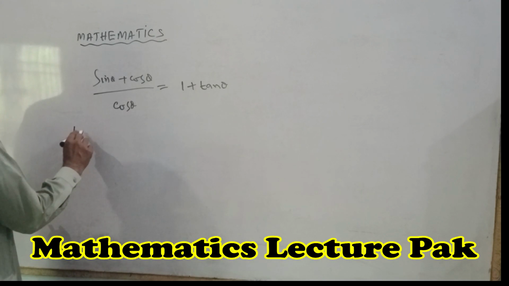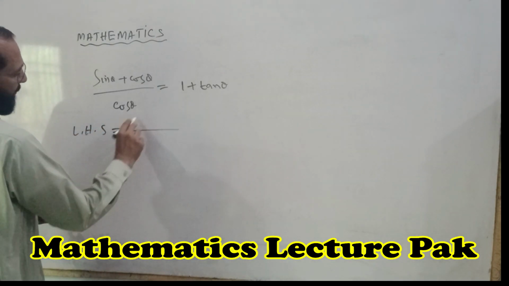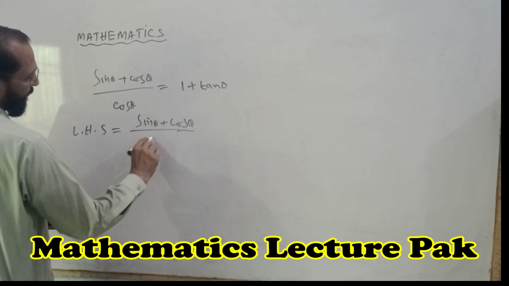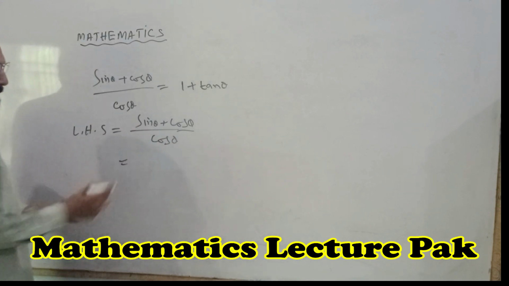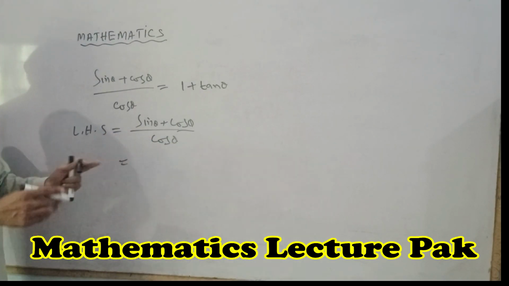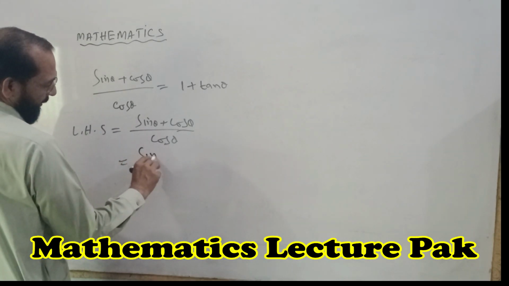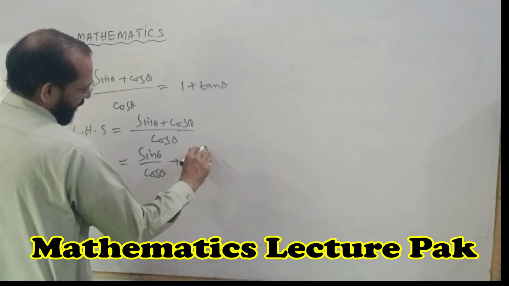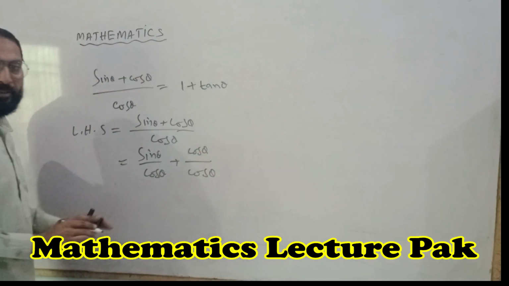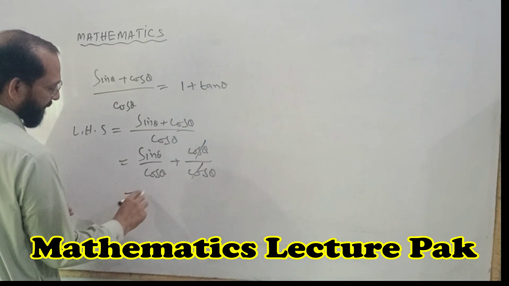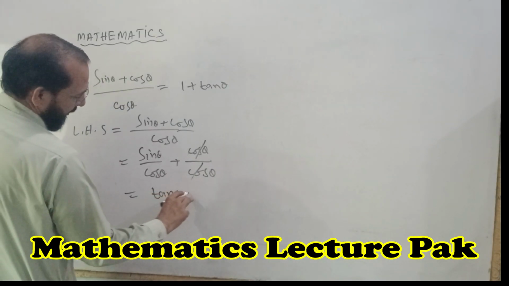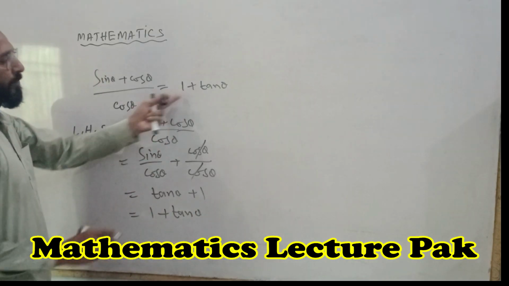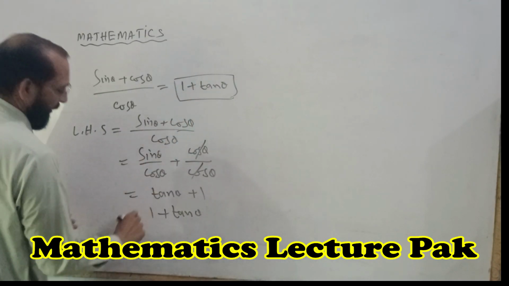Okay, so we take the left hand side. The denominator will be separate. Here, the denominator will be separate. Okay, this is our first step. This will be cancelled, and which will make it tan theta plus 1. You can write it as 1 plus tan theta, which is equal to the right hand side.